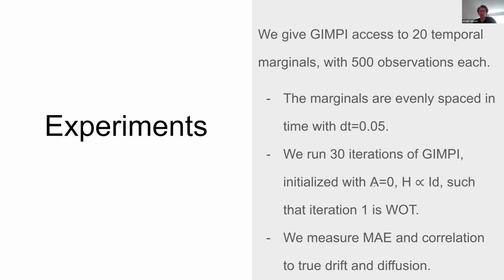We start off with an initial guess of A equals 0 and H proportional to the identity matrix. It turns out that our first iteration is exactly the same as what's called the WOT method, Waddington optimal transport, which is the most popular method in the literature right now.